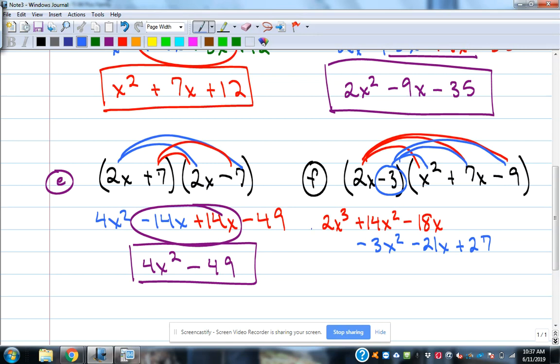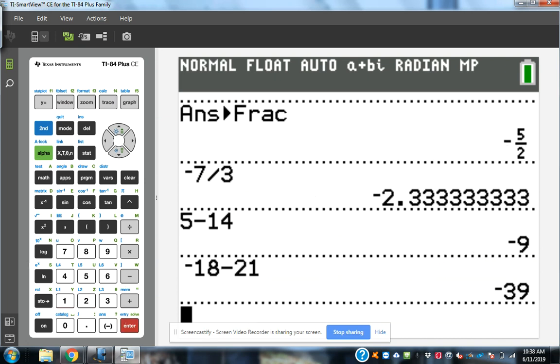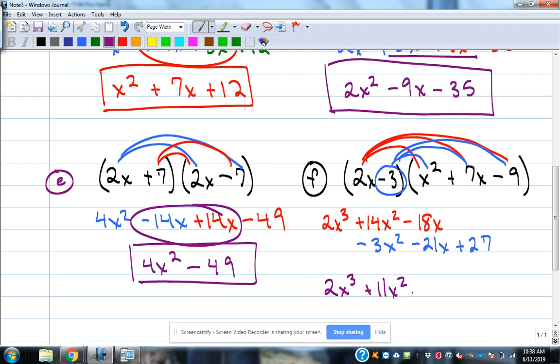And then you put your like terms together. So I've stacked it up there. Hey, 2x to the third doesn't have anybody like it because there's nobody underneath it. So that's just going to be 2x to the third. And then I have 14x squared and negative 3x squared. They're like terms. 14 minus 3 is 11x squared. And then the next one, negative 18x, negative 21x. They're like terms because they both have an x. So negative 18 minus 21, negative 39x.